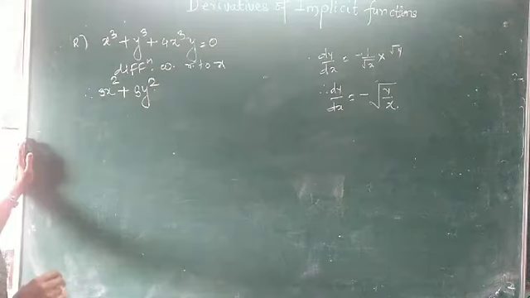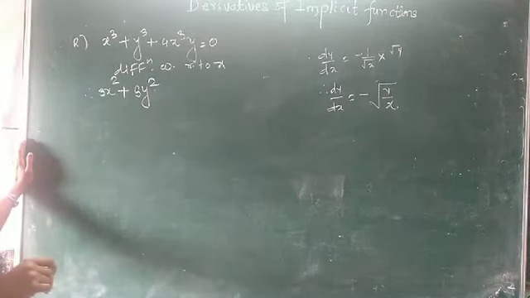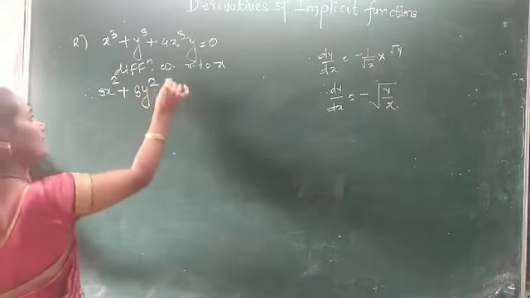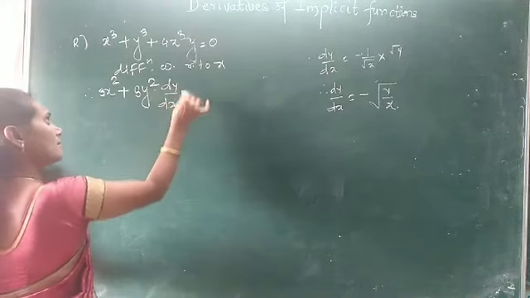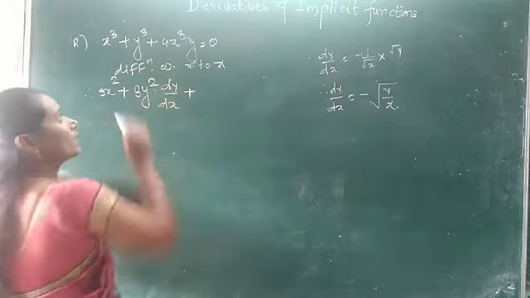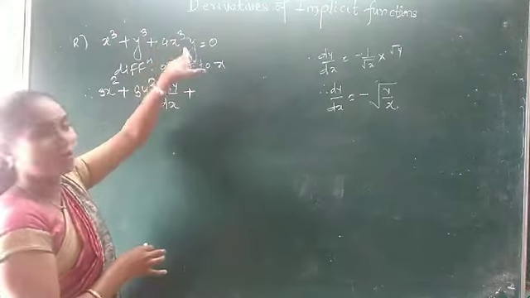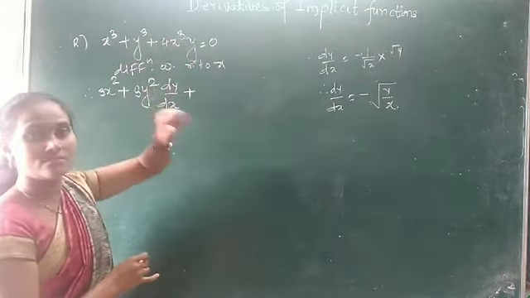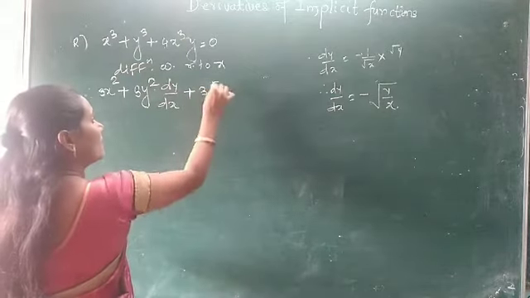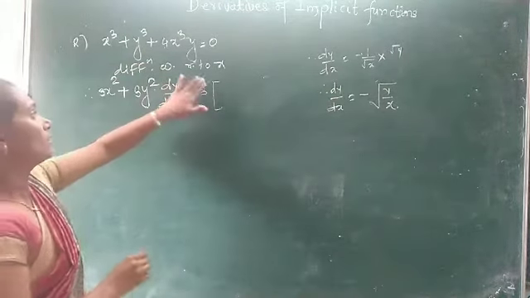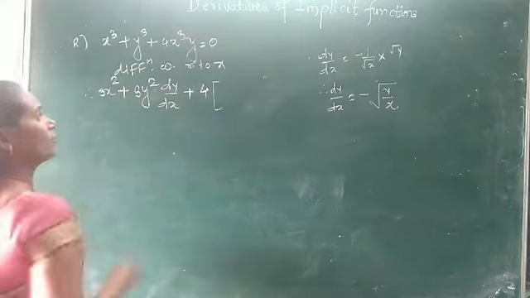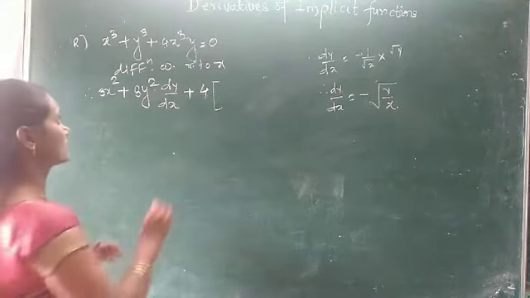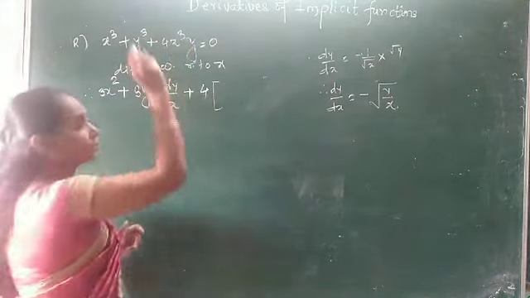Derivative of y cube is 3y square, and what is derivative of y? That is again dy upon dx. Plus, now this 4 keep as a constant, and we have to use product rule here because there are two functions. One is x cube and second one is y. So we keep this 4 as a constant outside, and use the product rule here.